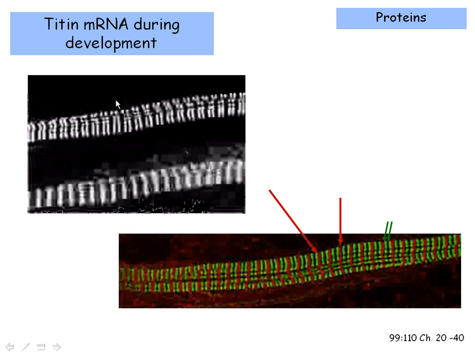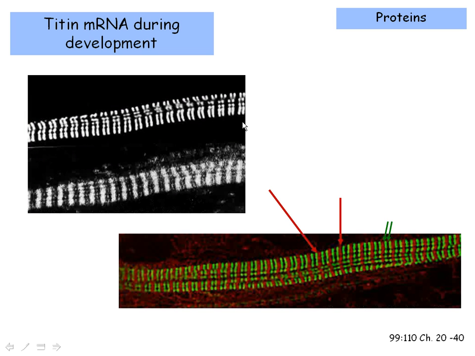Okay. So in this picture, this top picture is labeling protein with an antibody. The bottom picture is labeling RNA by hybridization. And it's clear that the message is not all over the place. It's in some places and not others. And so we ask, where is the message relative to the protein? And this is the fusion of those two pictures where red is the RNA and green is the protein.